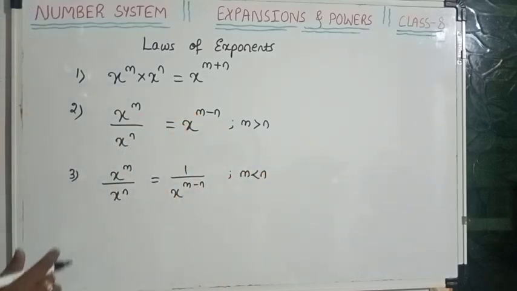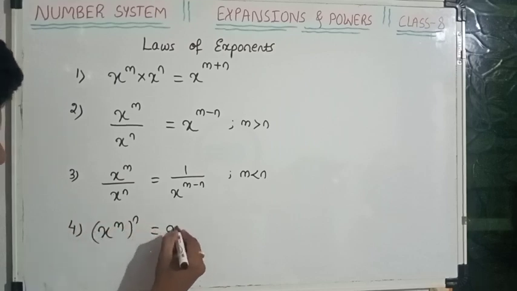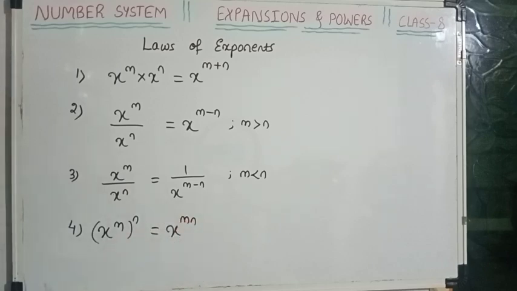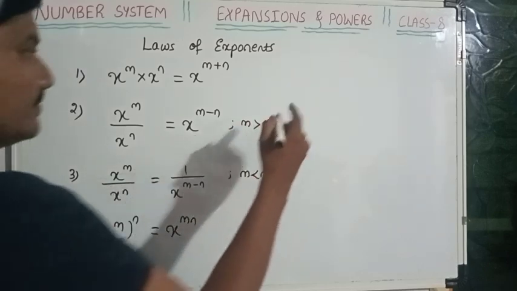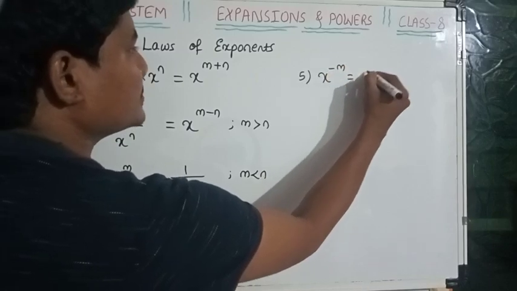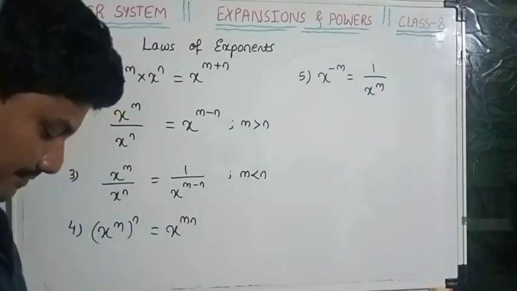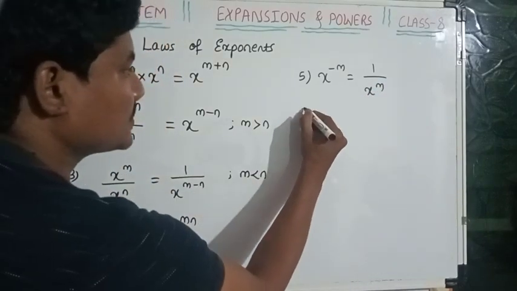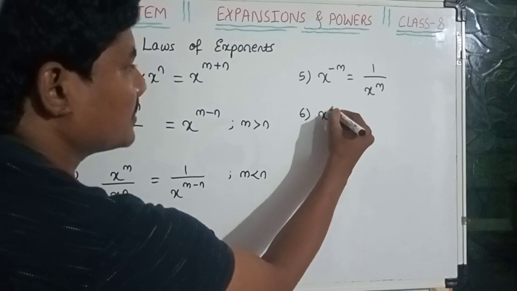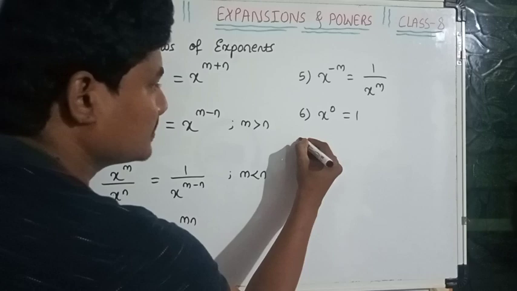The fourth law of exponent is x to the power m raised to the power n, which is equal to x to the power m into n. The fifth law of exponent is x to the power minus m can be written as 1 upon x to the power m. When minus m comes down, what happens? x to the power plus m. x to the power 0 is equal to 1. This is the sixth law of exponent.